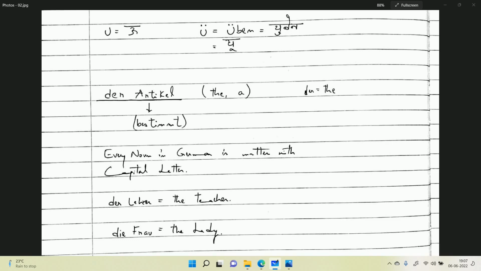However, in German, this the converts to three genders. Especially in English, there is a contrast. The is used irrespective of gender. For every noun, we'll be having masculine gender, feminine gender, and neutral gender.